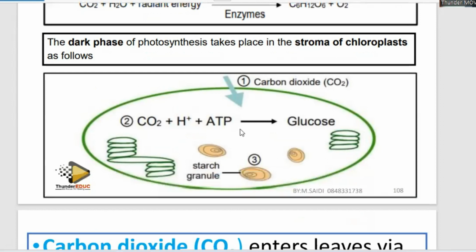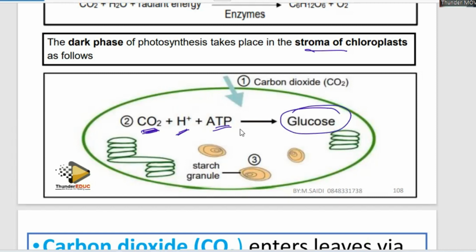The carbon dioxide now will enter. The dark phase takes place inside the stroma, as I explained. That's where carbon dioxide comes in, because we have not talked about carbon dioxide yet. Carbon dioxide occurs in the dark phase, while in the light phase, water is being used. The carbon dioxide, absorbed through the stomata, will combine with the hydrogen and the ATP which we got from the light phase, and then glucose is formed.